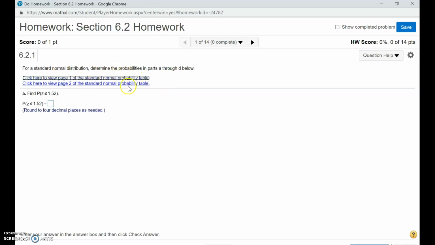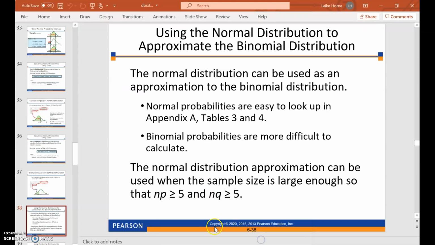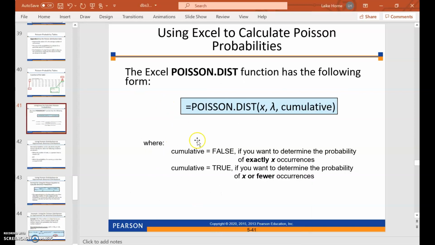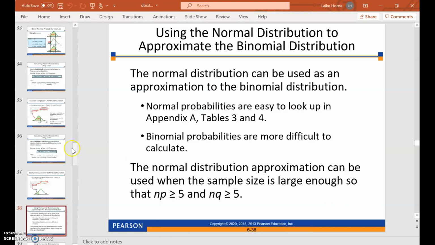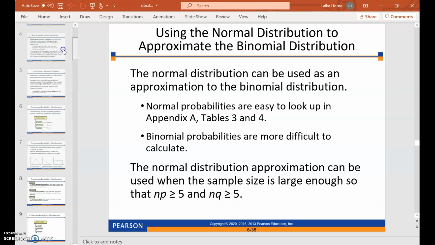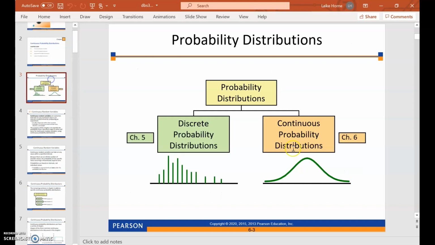Okay, so we are going to look at the standard normal probability table. Let's talk about what a normal distribution is first before we get started. So in chapter 5, we looked at discrete probability distributions, for example, like the number of customers. So it's not continuous. These are whole numbers. Well, now we're going to look at continuous probability distributions.